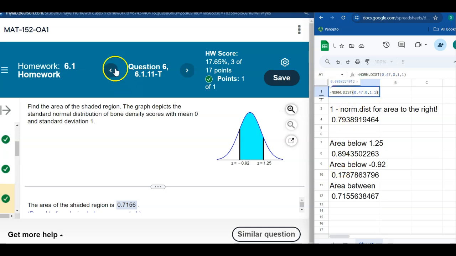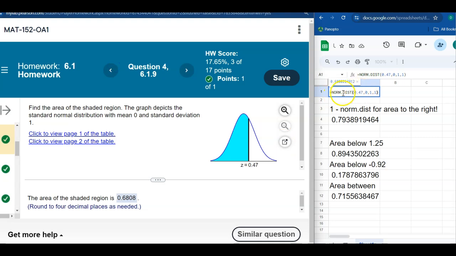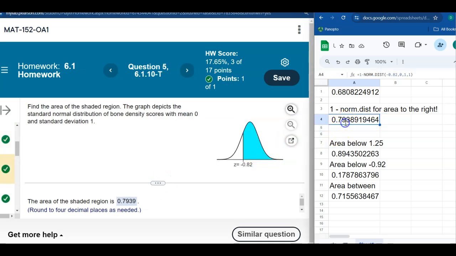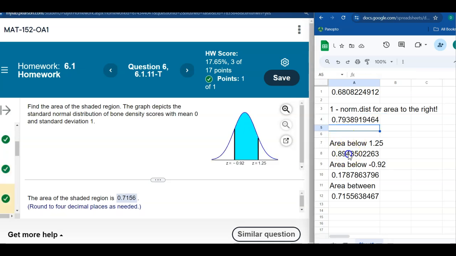So to the left, these types of problems, this is exactly what norm.dist is designed to do, give you the area below a number. So there's no manipulation I need to do. That is the probability, that is the area. For to the right, I need to do 1 minus to get the number. So when I see a problem like that, I have to understand that that's what I need to do. 1 minus the area to the left of the number is the area to the right of the number. And then for between, area to the left of the upper number, area to the left of the lower number, and subtract those 2 areas. And you've got the area between the 2.